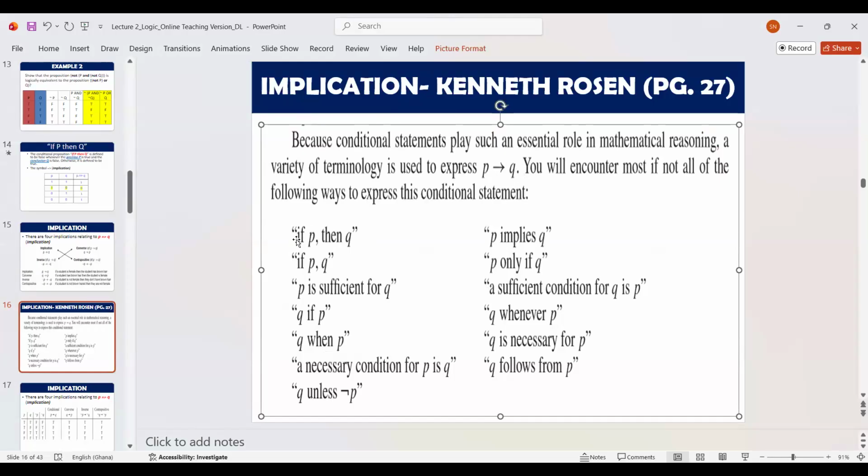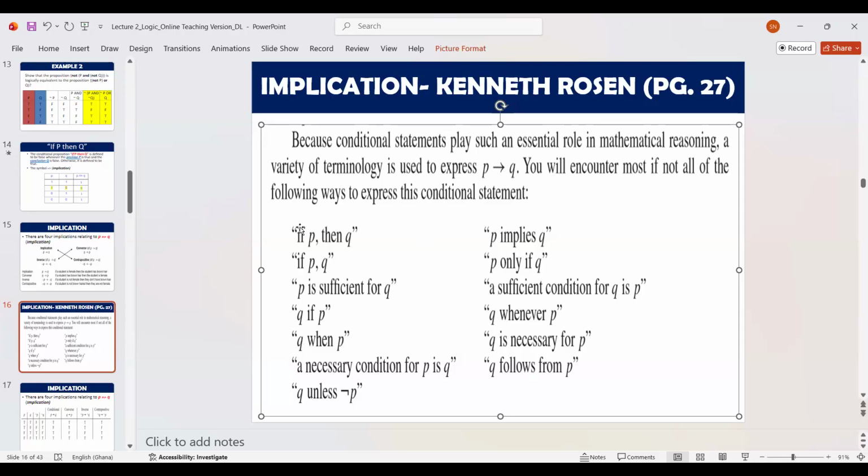Either they use if and then. So for example, if P is today is Monday and Q stands for tomorrow is Saturday, then you are saying that if today is Monday, then tomorrow is Saturday. Now, if you look at the one on the right, you can say today is Monday implies tomorrow is Saturday. Or you can say today is Monday only if tomorrow is Saturday. Or you can say tomorrow is Saturday when today is Monday.